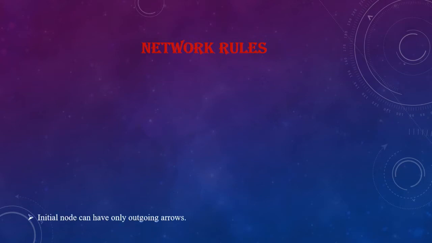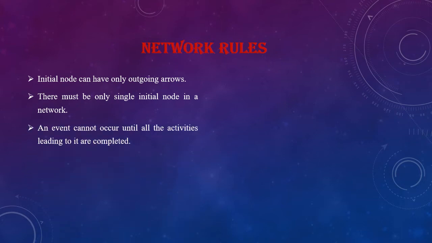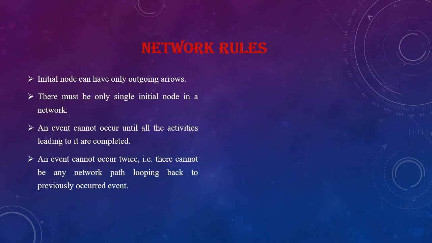Network rules. The first rule: the initial node can have only outgoing arrows. There must be only a single initial node in a particular network. An event cannot occur until all the activities leading to it are completed. An event cannot occur twice. That is, there cannot be any network path looping back to a previously occurred event.